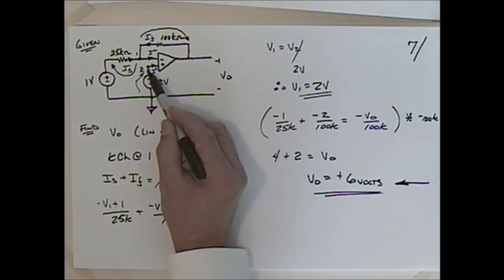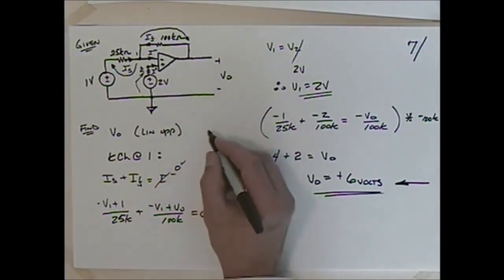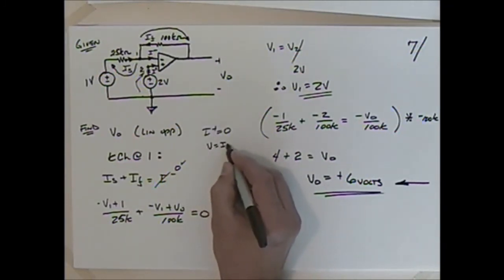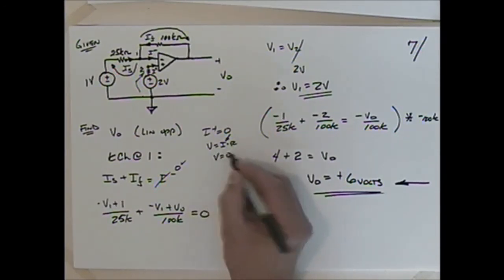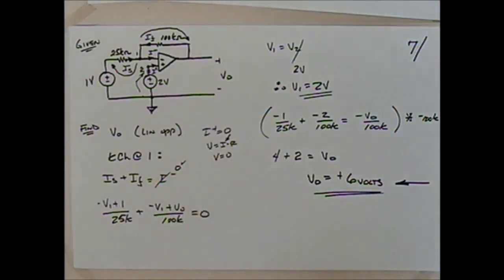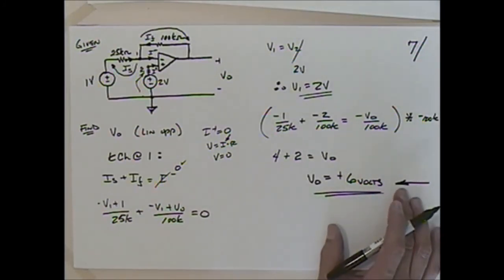Because what's the current through there? Well, we know that I minus is equal to 0 and I plus is equal to 0. So V is equal to I times R. You put 0 in there and the voltage drop across that resistor is equal to 0. So while we might put a resistor in there for protection, the voltage drop across it is going to be 0, and that would not change the analysis of this problem at all.